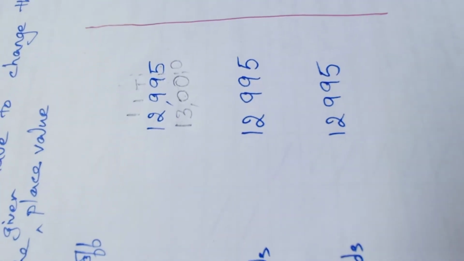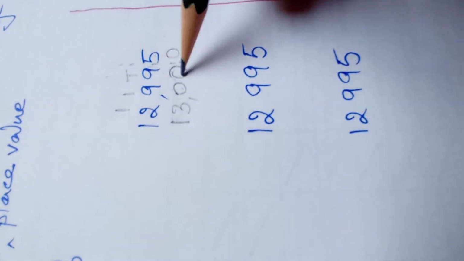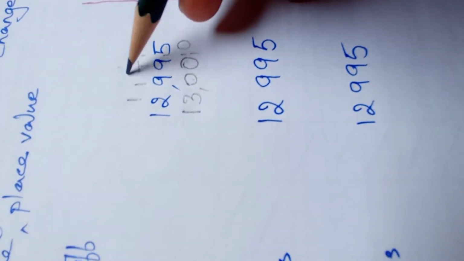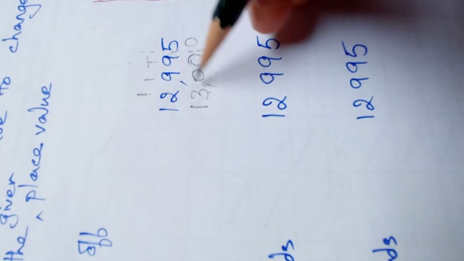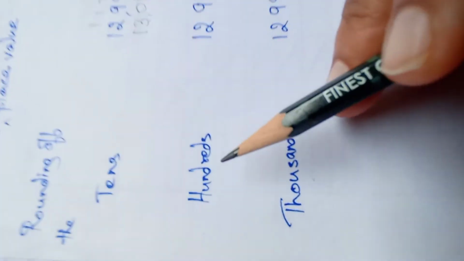Understood? So when there is a 9, you keep on carrying over the 10 until you end up with no carryovers. Okay, let us move on to the hundreds.